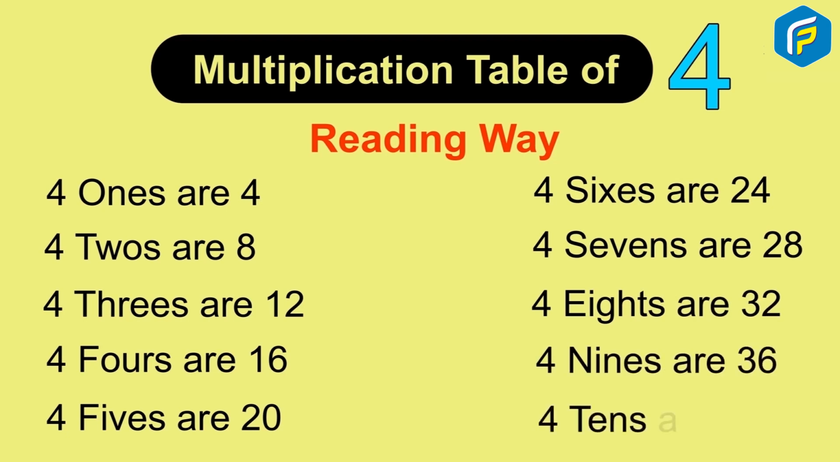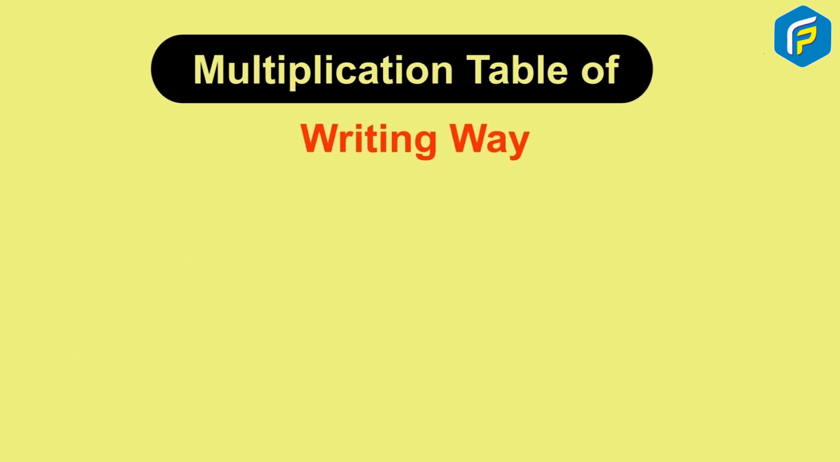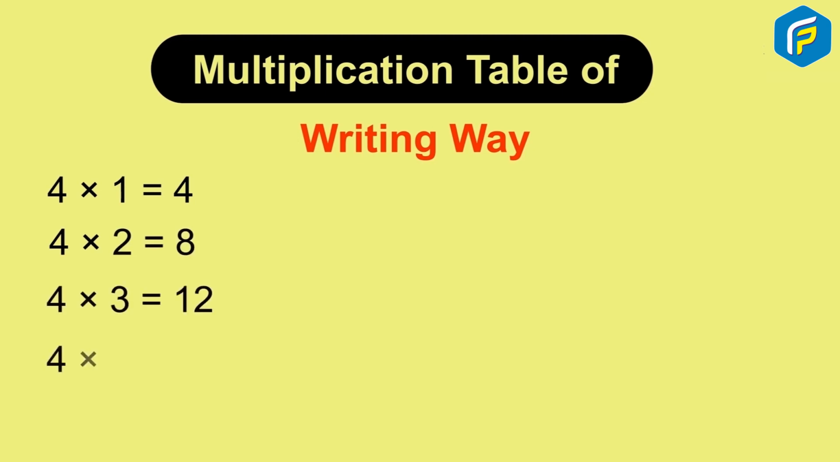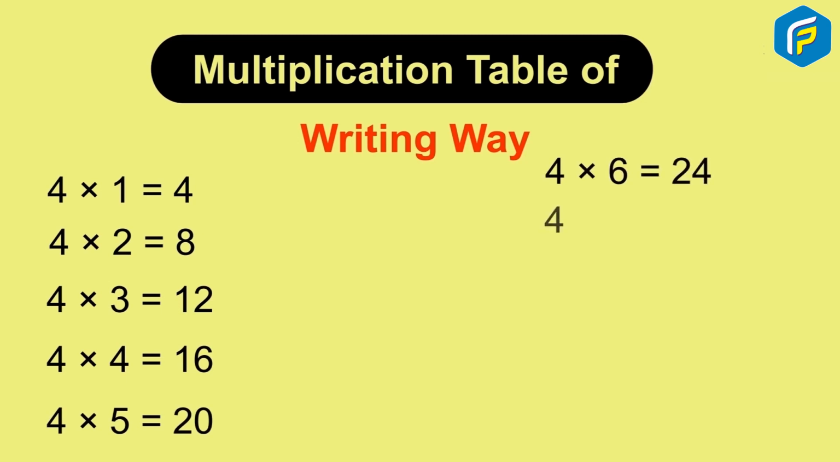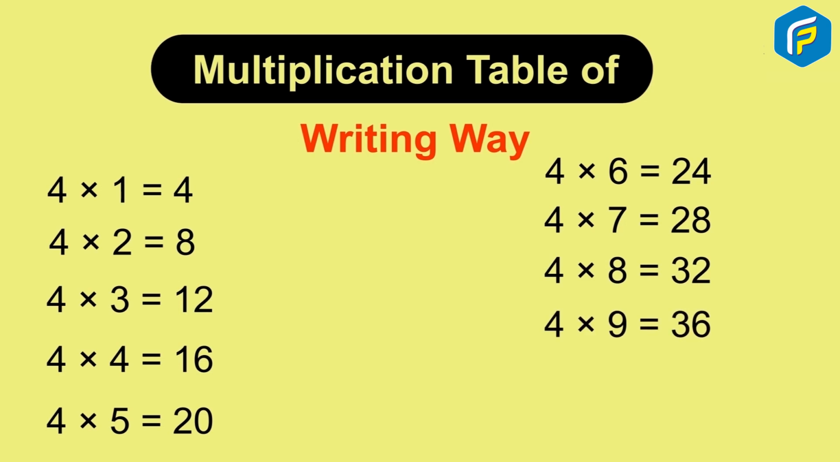4 tens are 40. Writing way. 4 into 1 is equals to 4. 4 into 2 is equals to 8. 4 into 3 is equals to 12. 4 into 4 is equals to 16. 4 into 5 is equals to 20. 4 into 6 is equals to 24. 4 into 7 is equals to 28. 4 into 8 is equals to 32. 4 into 9 is equals to 36. 4 into 10 is equals to 40.